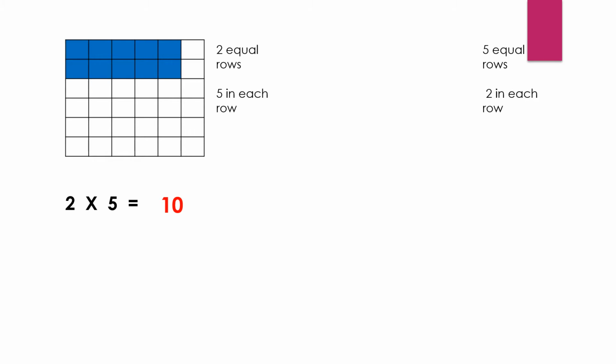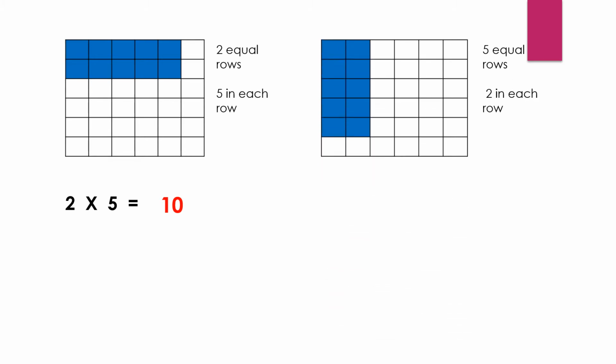Now 5 equal rows, 2 in each row. I will use the array. I will fill 5 rows, 2 in each row. The multiplication sentence is 5 multiply 2, 5 equal rows multiply 2 in each. The product equals 10.